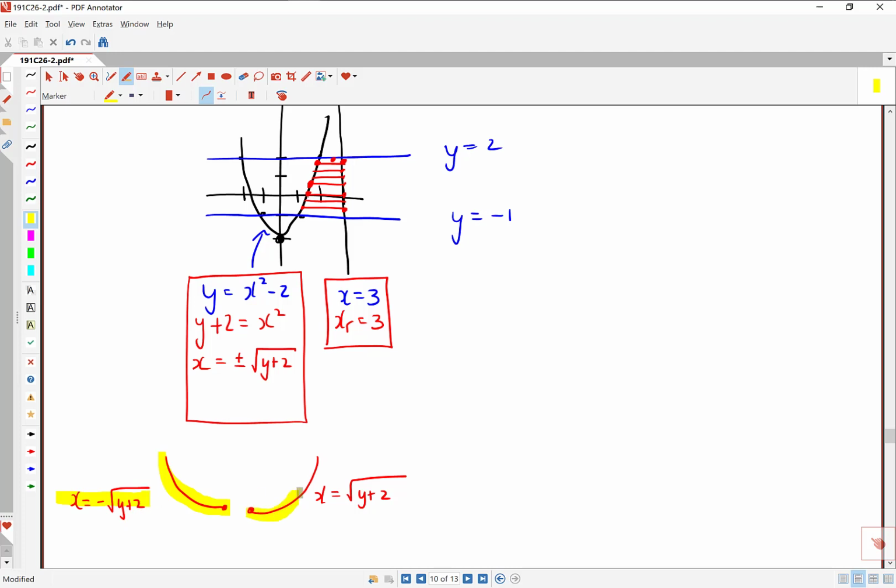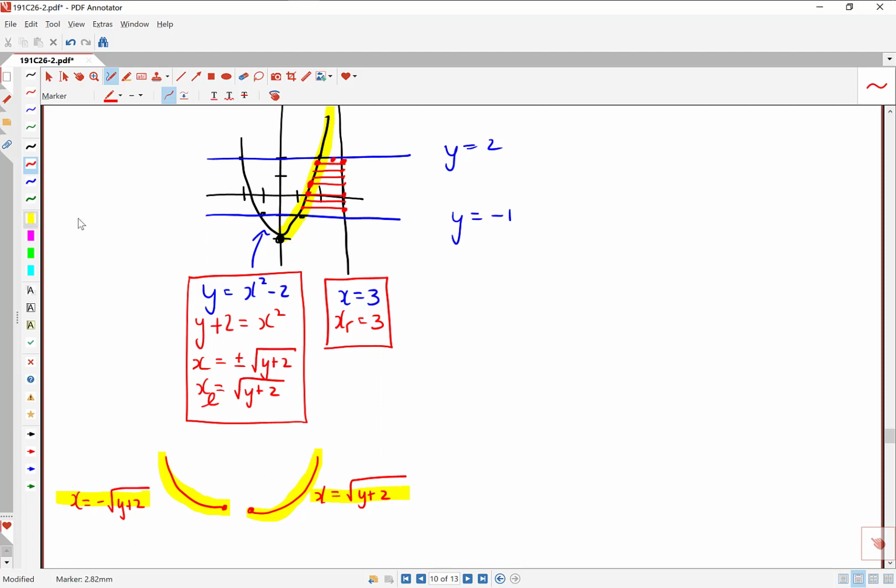And then on the right side of the parabola, the x values are positive. So you get x equal positive root. So you just need to look at the picture and figure out that, oh yeah, we're just interested in the right side of the parabola. So we're going to make the choice x equals positive root y plus 2. And that's going to be our x left.